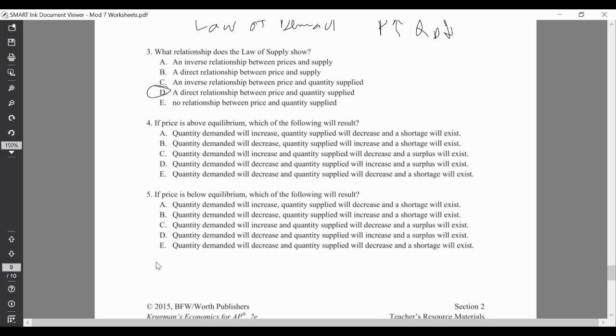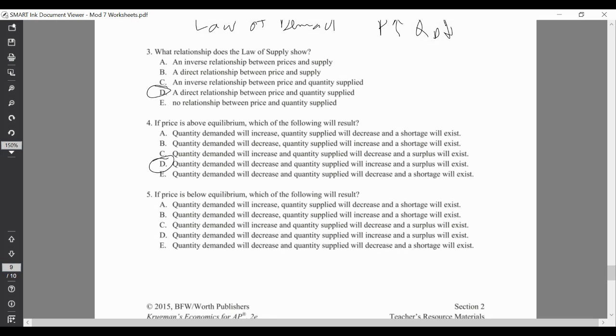Okay. Then number 4, if the price is above equilibrium, which of the following will result? You should have got D. For number 4, quantity demanded will decrease and quantity supplied will increase and a surplus will exist. Okay, because we slid up a bit, but we know what should happen. It should go back to equilibrium.